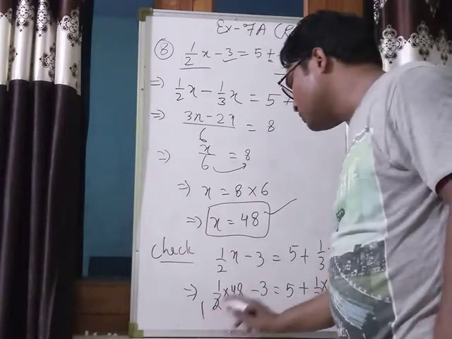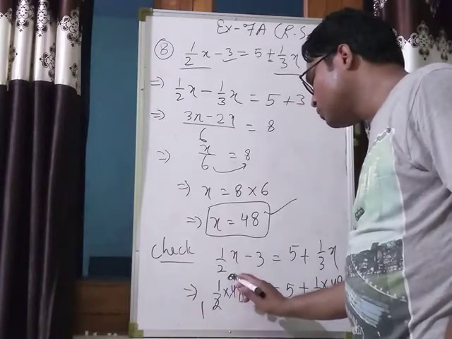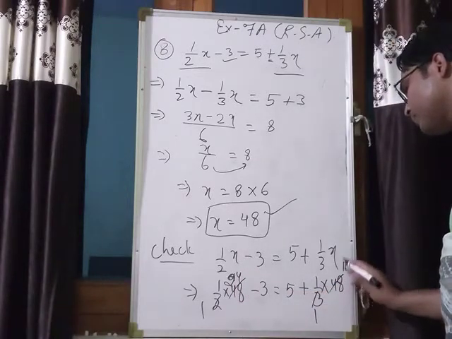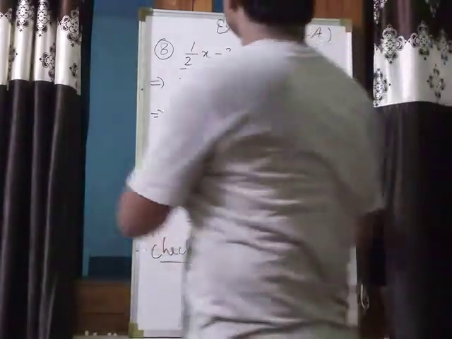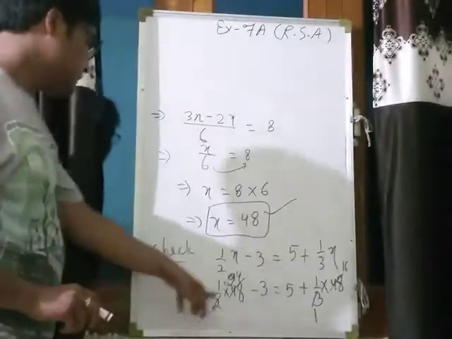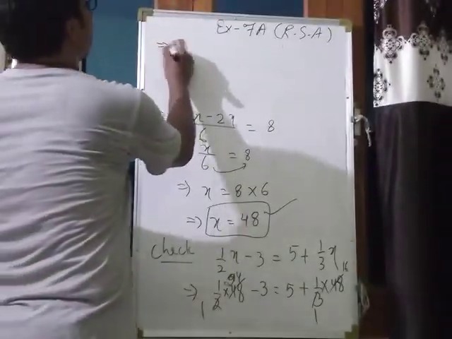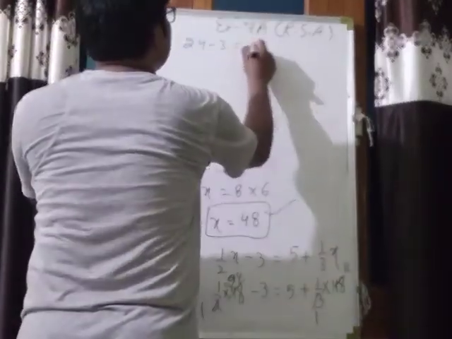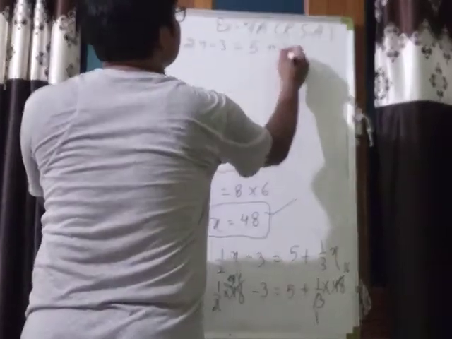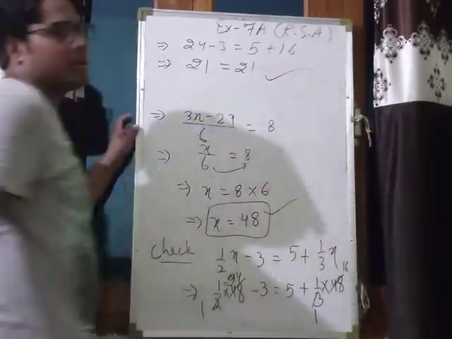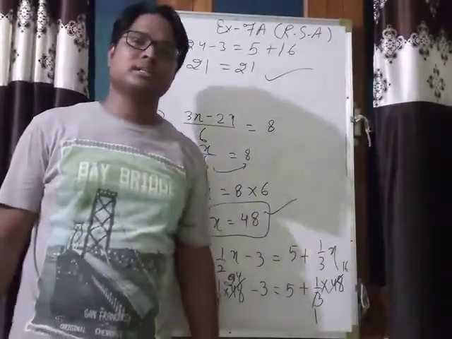So see, 2 twos are 4, 2 twenties are 40, so 1 by 2 of 48 is 24, and here 3 ones are 3, 16 threes are 48. So what will become here? This is 24 minus 3, and right side 5 plus 16. So 24 minus 3 is 21, and 5 plus 16 is also 21. Means left side and right side are equal. That's why our answer is correct.